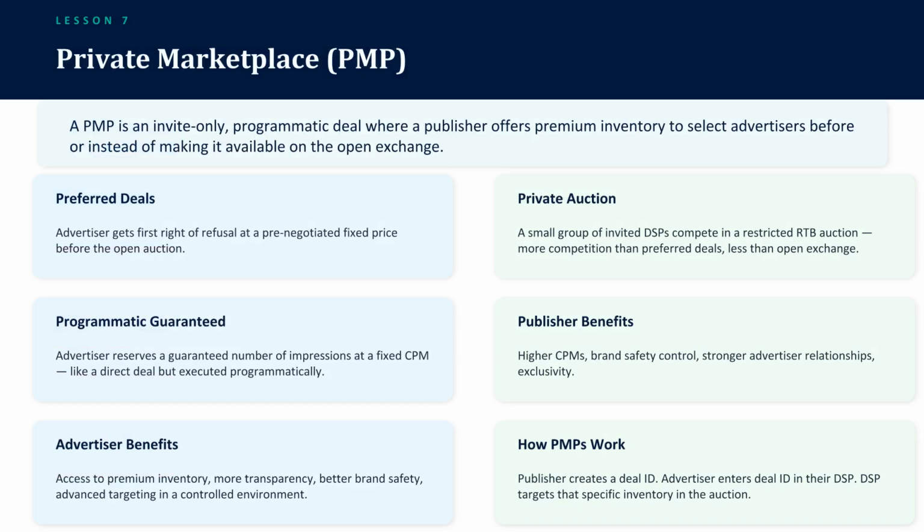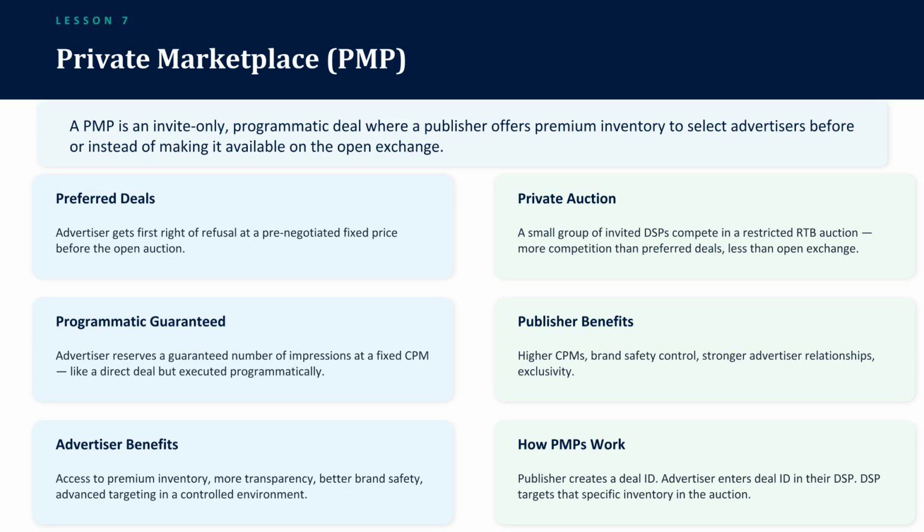PMPs represent the convergence of direct sales and programmatic. Publishers get the control and pricing of a direct deal. Advertisers get the targeting and automation of programmatic. Deal IDs are the key technical mechanism. A PMP is an invite-only programmatic deal. Publishers offer specific inventory, often their premium placements, to a curated set of advertisers before or instead of making it available on the open exchange. The transaction still happens programmatically through RTB mechanisms, but within a controlled, trusted environment.